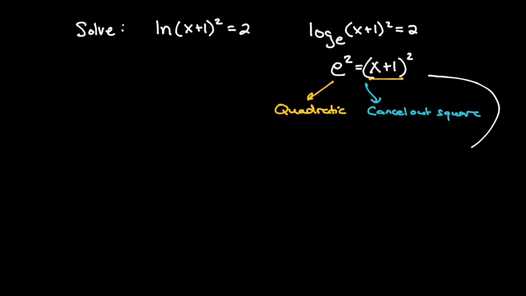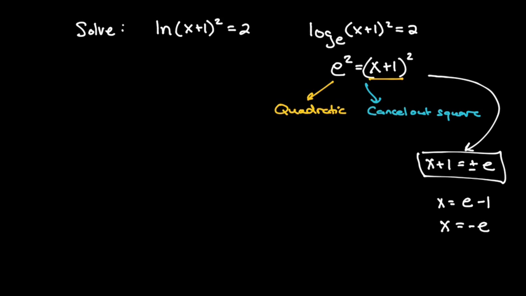So if I use the structure here, what I could do is realize that x plus 1 could either be positive or negative e. Because if it was positive e, when you square it you get e squared. And if it was negative e, when you square it you'd also get e squared. So I think this is the simplest route, because then ultimately I would just say x equals e subtract 1, or x equals negative e subtract 1. And that seems like it would work, okay?